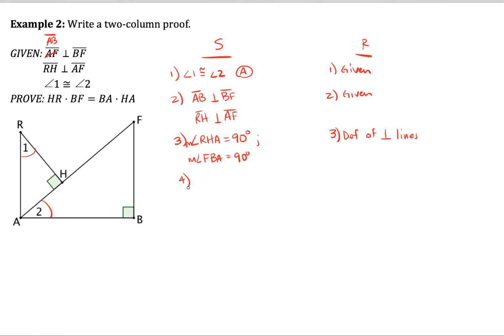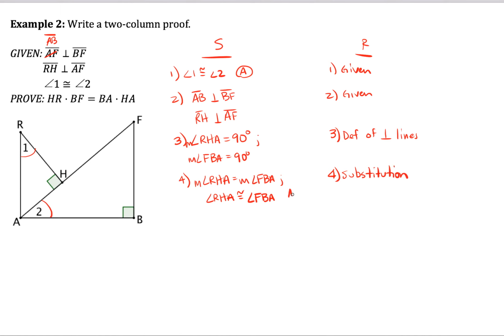Then we can say that since these are both equal to 90, those measures must be equal to each other. Measure of angle RHA would equal the measure of angle FBA, which we can also say in the same step means that angle RHA is congruent to angle FBA. You can usually combine saying that the angle measures are equal to each other and that they are congruent to each other in one step. And that is by substitution. We just took this 90 and replaced it with what 90 is said to be equal to right here in this statement. So RHA equals FBA, and that is substitution.